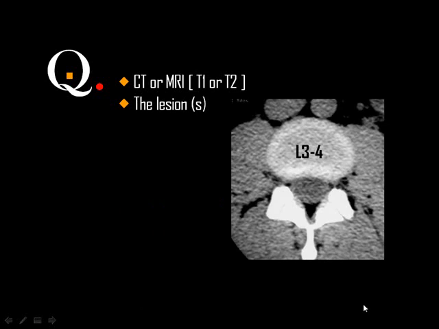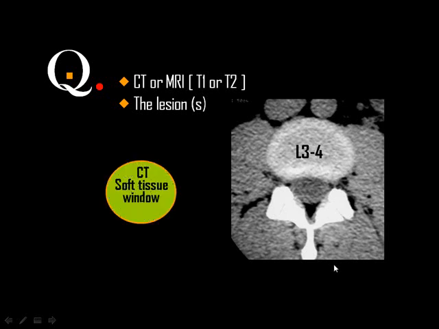What do you think about this? CT or MRI? CT. Which part of the body? Lumbar spine, at the level of the L3-4 disc. What do you think about this disc? Normal. Okay. This is a CT soft tissue window at the L3-4 disc, and you see the posterior edge of the disc is concave. Then you are dealing with a normal L3-4.